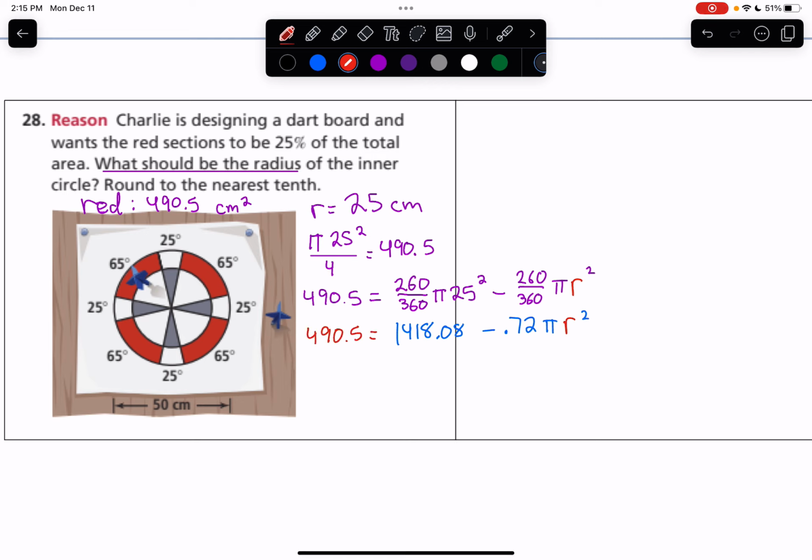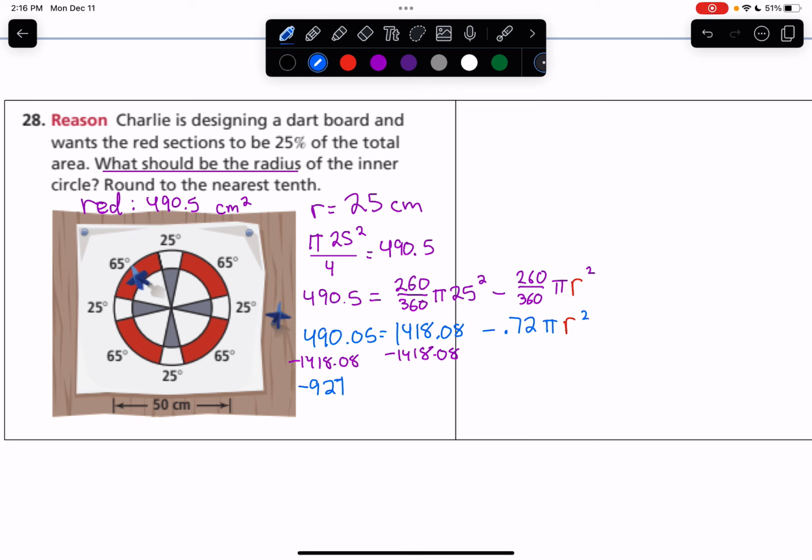So then I'm going to subtract 1418.08 from both sides. Oops, I need to keep my colors consistent here. Hold on a second. 490.05 equals. So then I'll subtract 1418 from both sides. And that's going to give me negative 927. Again, want to alternate so we don't lose track of what we're doing. Negative 927 point, oh, I don't know, 0.6.